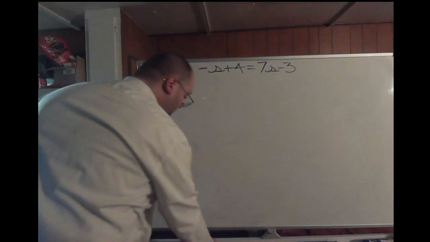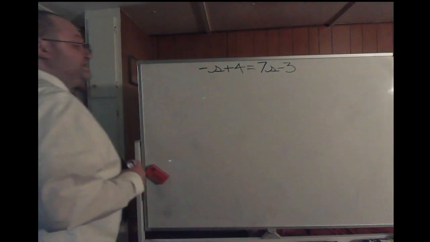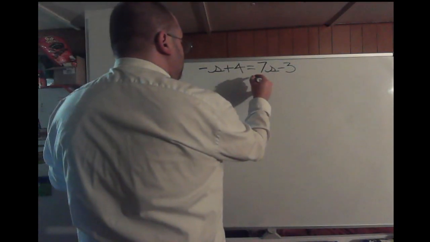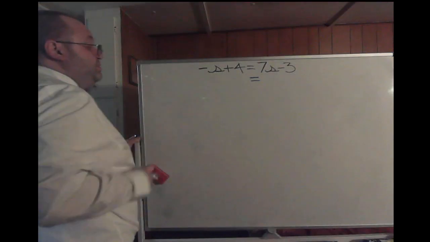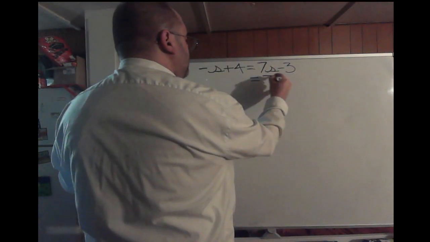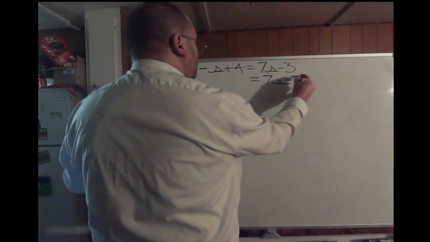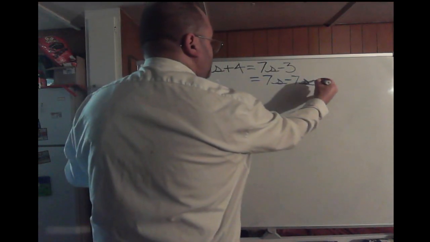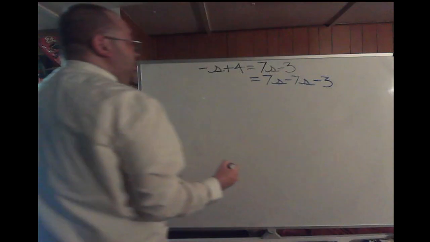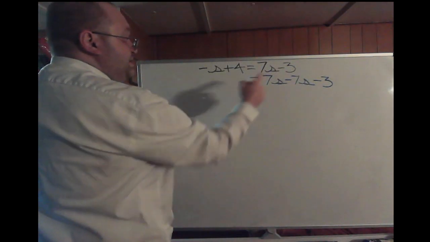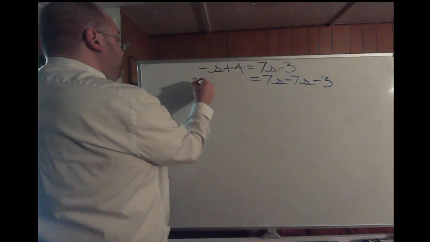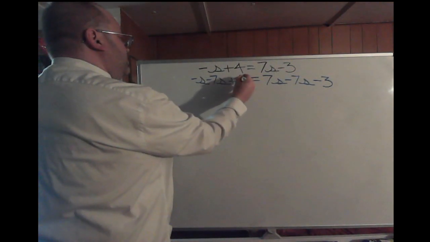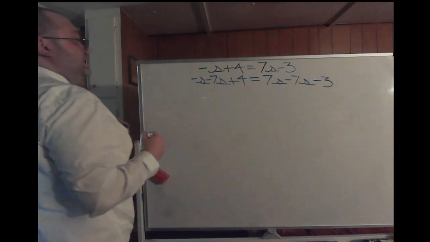Well, it's safe to say we want to get the variable out of the right-hand side. Eliminate the variable from the right-hand side. So we have a positive 7s. That means we need to minus 7s to get rid of the variable from the right-hand side. So you'll have 7s minus 7s. Then you still have that minus 3 you got to deal with. But since you did it to the right side, you got to do it to the left. You'll have negative s minus 7s plus 4 on the left-hand side.